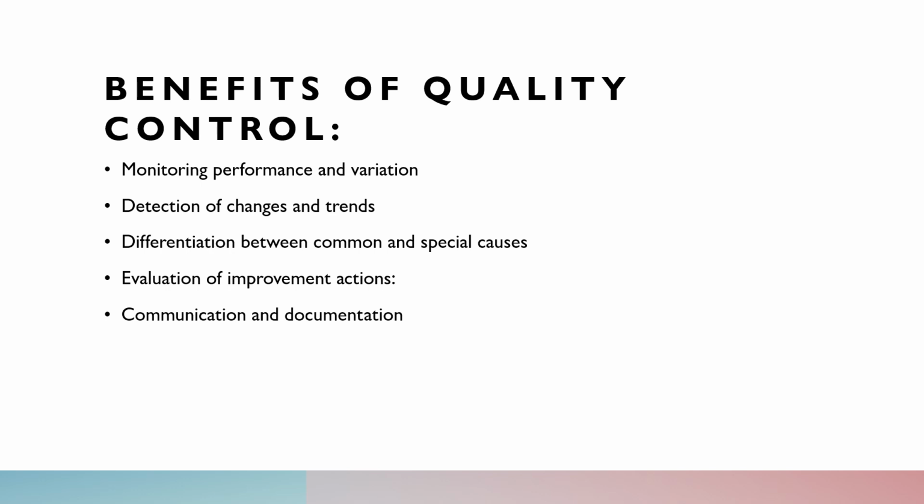Number 5. Communication and documentation. Control charts serve as a visual representation of the quality status and history of a process or variable. They provide a standardized and easily understandable format for communicating quality-related information to stakeholders. They also facilitate the documentation of quality-related data and insights.